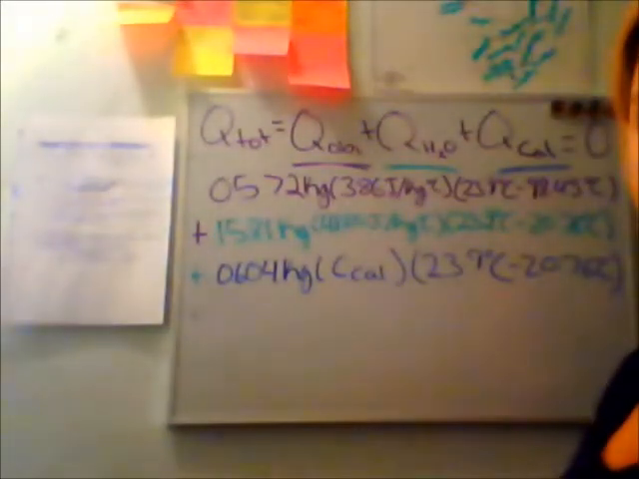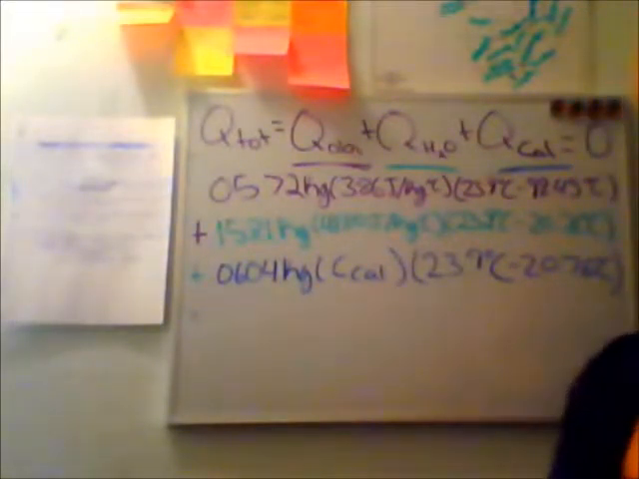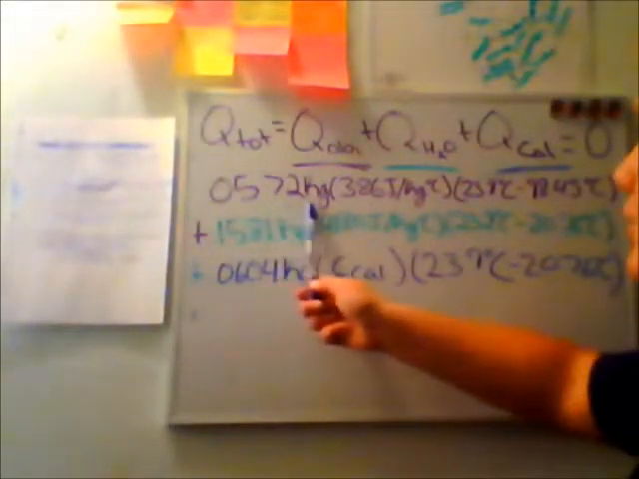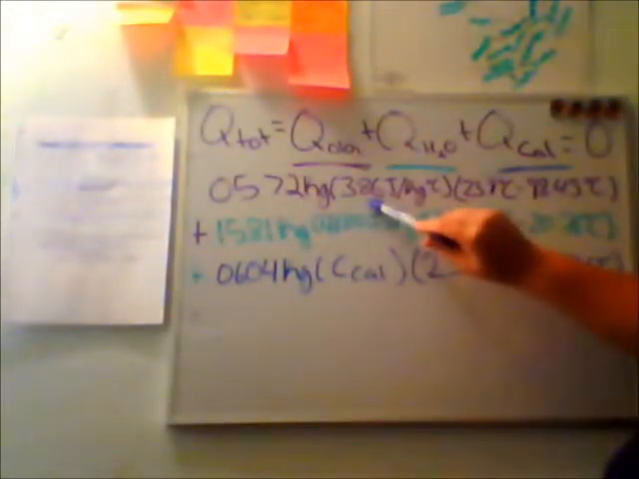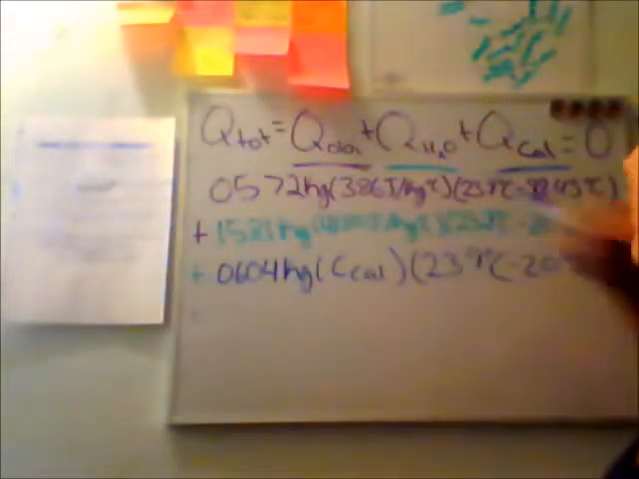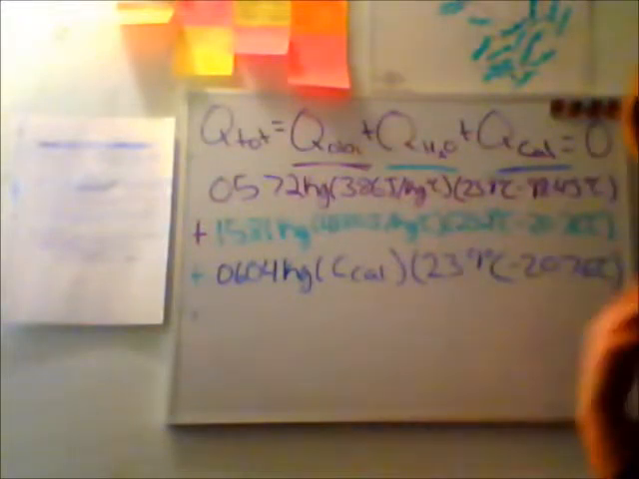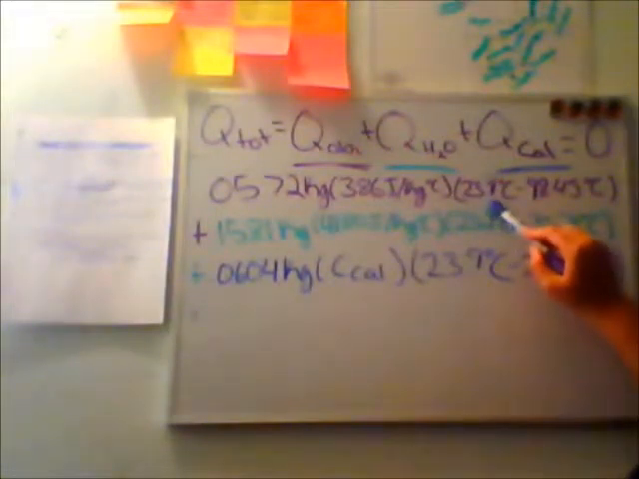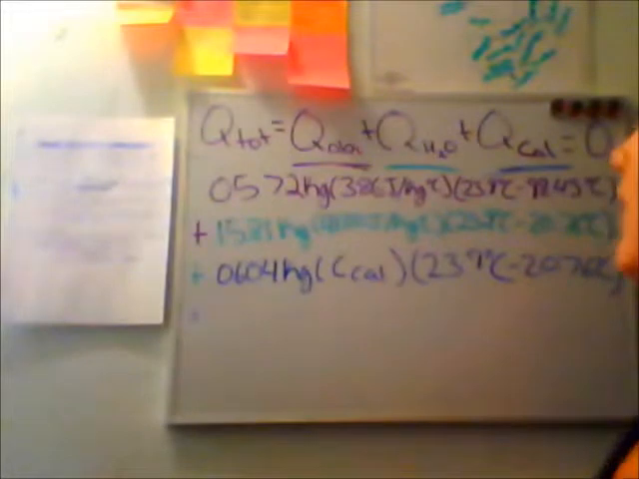Alright, I'm going to have to read you the numbers because it doesn't look very clear, at least not in my little screen. So we have 0.0572 kilograms, which is the mass of the object, times 386 joules per kilogram degrees Celsius, which is the specific heat of copper, which we just looked up, times delta T, which is going to be the final temp, 23.9 degrees Celsius, minus the initial temp, the temperature of boiling water, 98.45 degrees Celsius.